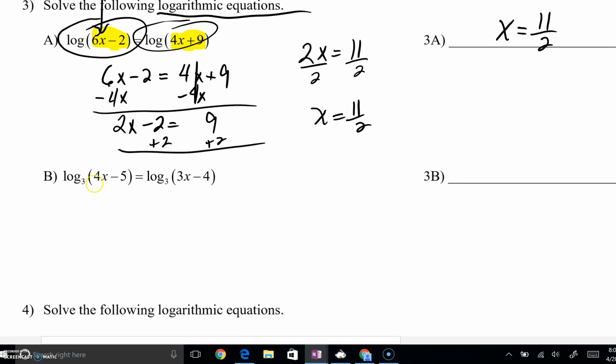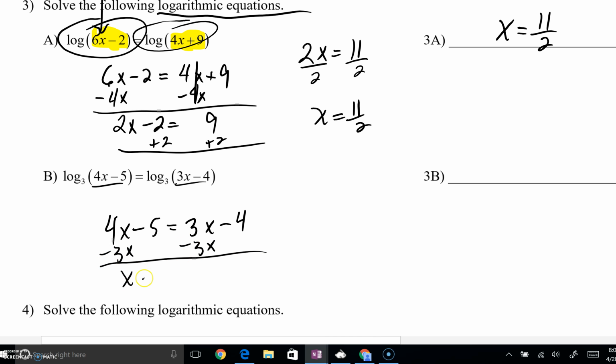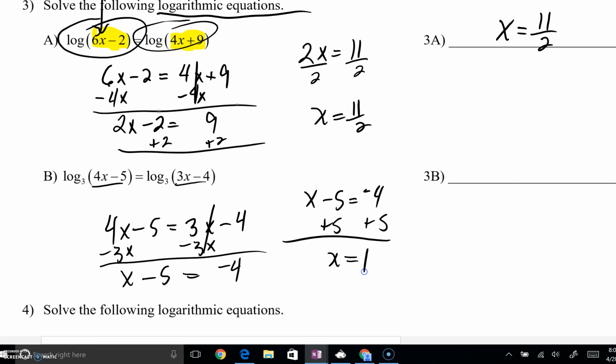Let's take a look at 3b. We're going to set 4x minus 5 equal to 3x minus 4. And we can solve that real quickly. Minus a 3x. 4x minus 3x is 1x. So if I gave you x minus 5 equals negative 4, all you have to do is add a 5. You'll have x is equal to 1.